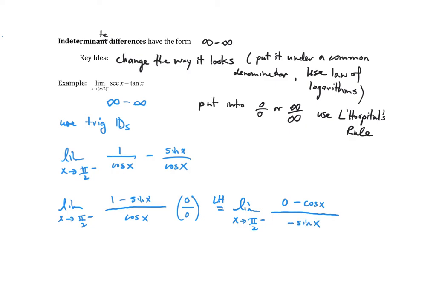Okay. Now let's see what happens when I plug in my pi over 2. So this time, cosine of pi over 2, we know is going to be 0, and sine of pi over 2 is going to be 1. So I end up with 0 over 1, which is just 0. So the final answer for this example is 0.